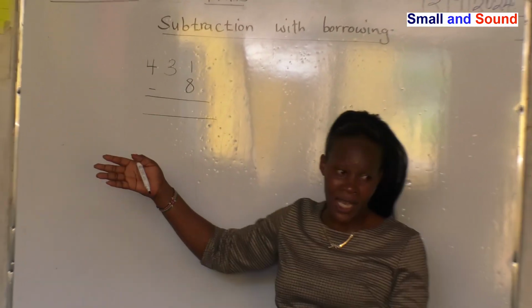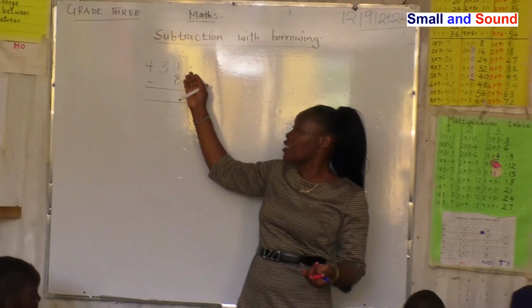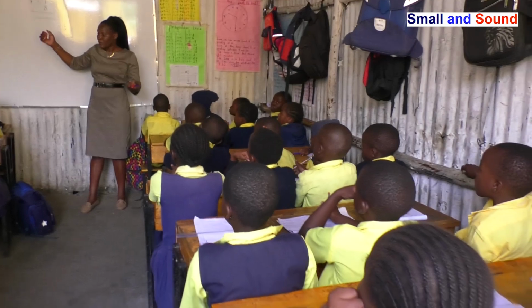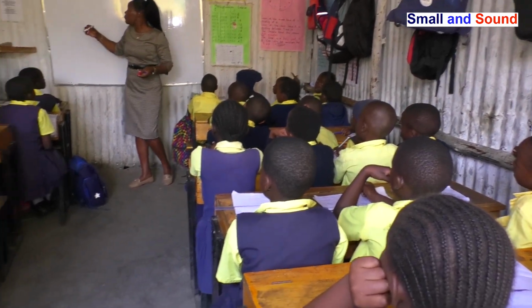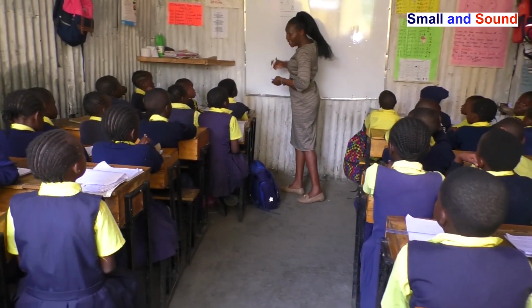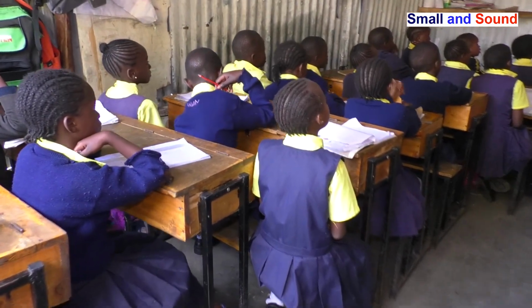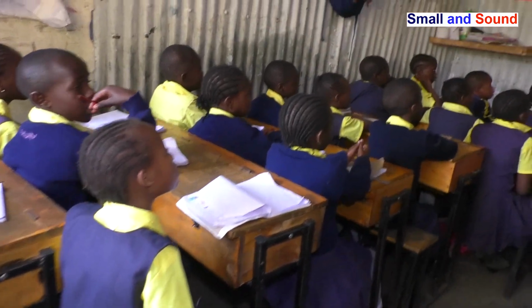So what do we do, class? When the number is small, what do we do when we want to subtract? Borrow from the next number. Correct. We borrow from the next number. What is our next number? 3. So we want to borrow here. How many? What do we borrow from 3? 1. We borrow 1 from 3.